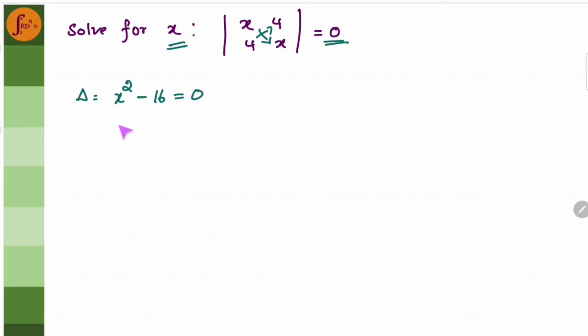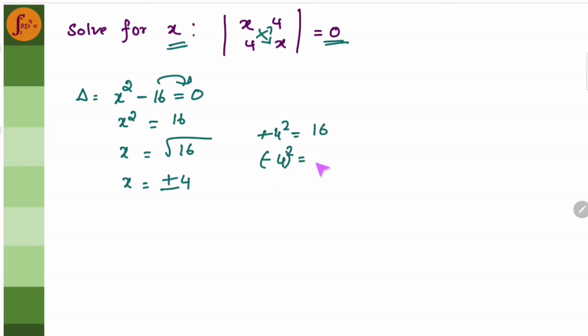So x square is equal to, shift 16 this side, so it's going to become plus 16. Therefore, x is going to become square root of 16, therefore x is going to become 4. But this can be plus or minus 4, because plus 4 square is also 16, and minus 4 square is also 16. Whether you have plus 4 or minus 4, when you square it, it's going to be 16. So that's why you will have to put plus or minus 4.